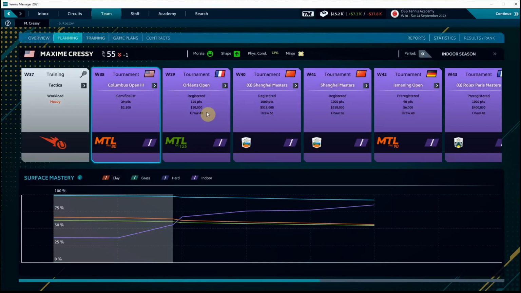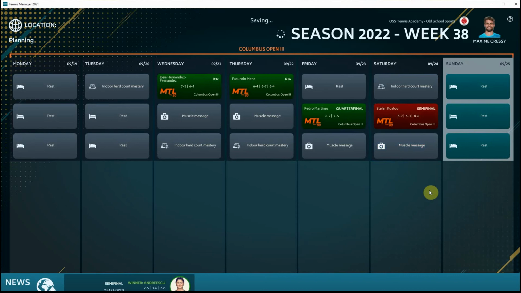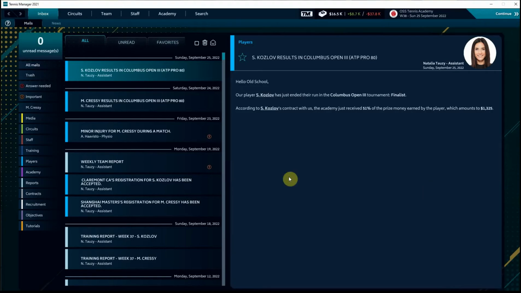Yeah, the Orleans Open, a 125 level event. So we'll see how that goes. And so Stefan is going to be on to the finals. Normally we would coach our player in the finals, but I feel a bit conflicted about doing that since he just beat Maxime.